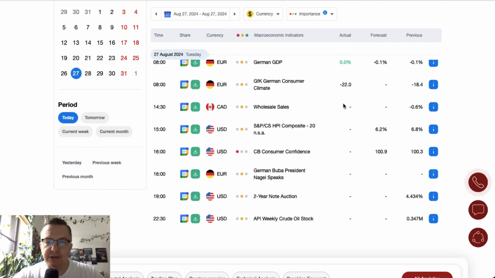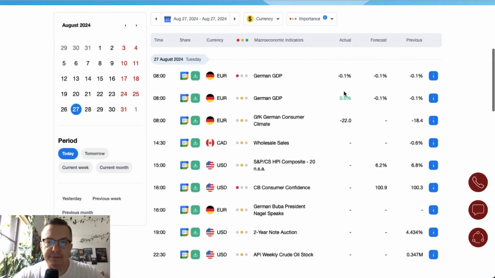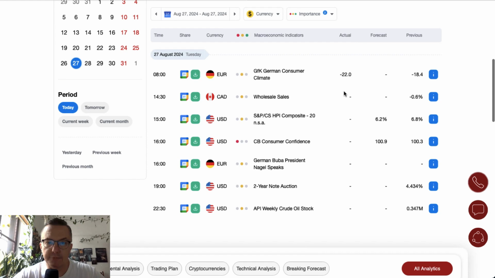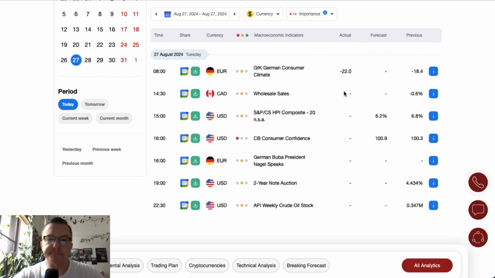GfK German Consumer Climate deteriorates from minus 18.4 to minus 22 points. And that's about it. It's becoming really clear that the German economy might be in trouble soon.